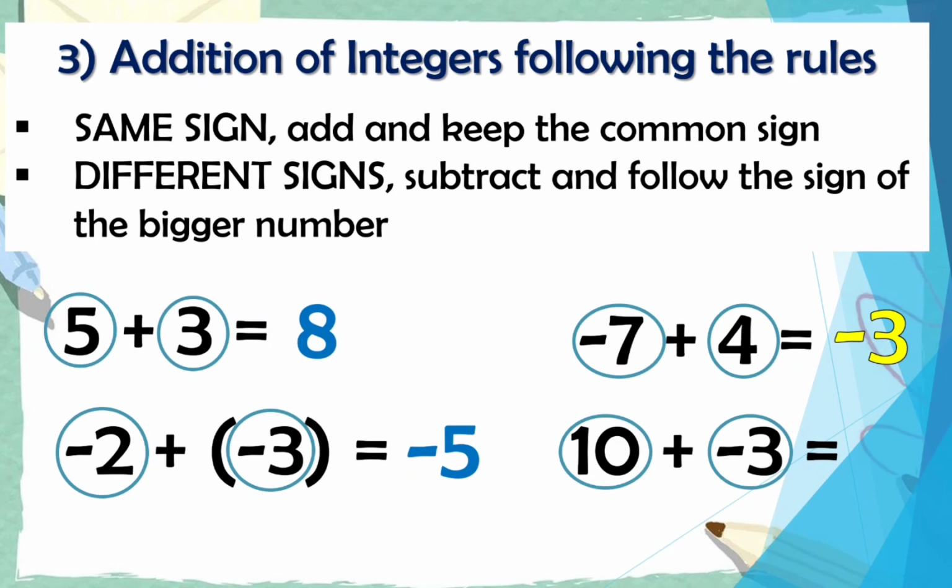Now, let us follow the sign of the bigger number for our answer. Sundin daw natin yung sign ng mas malaking number. So, ano ba yung sign dito ng mas malaking number? Okay, positive. Therefore, our answer is positive 7.